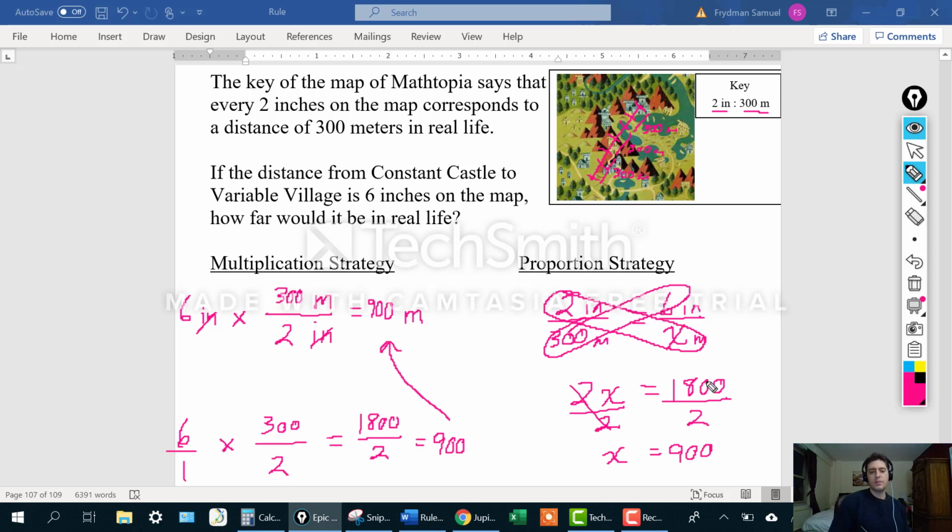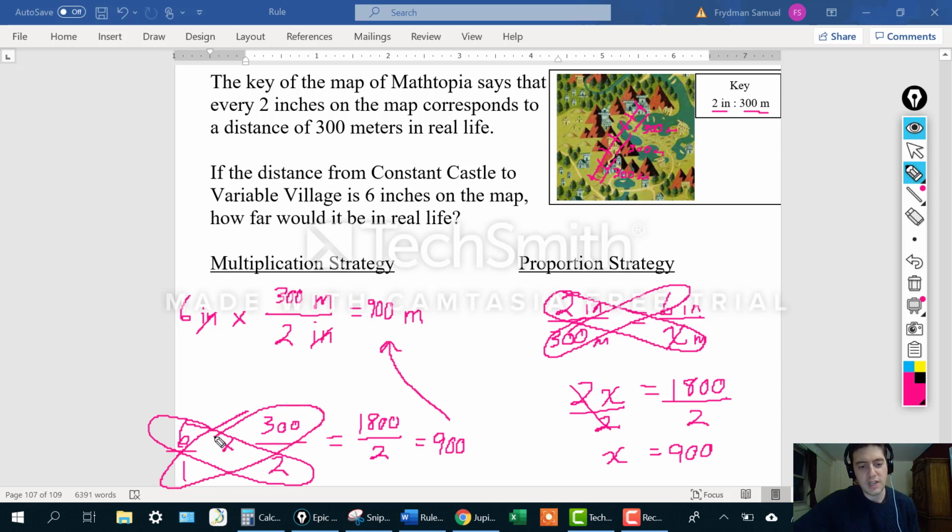Okay, so that's the proportion strategy. I just want to point out a very common mistake back over here in the multiplication strategy. I see it so often, which is students, when they get to this part over here, then they would try to do this butterfly thing, the cross multiplication that I did in the proportion strategy. They would try to do 6 times 2 and 300 times 1, and that is incorrect.